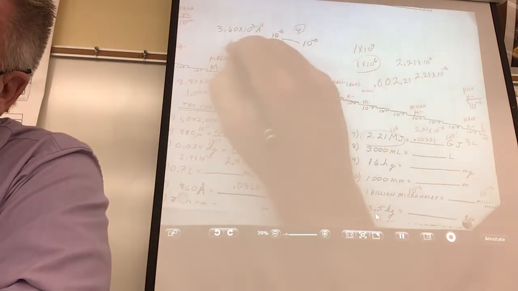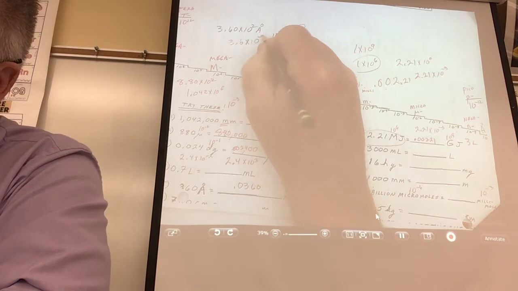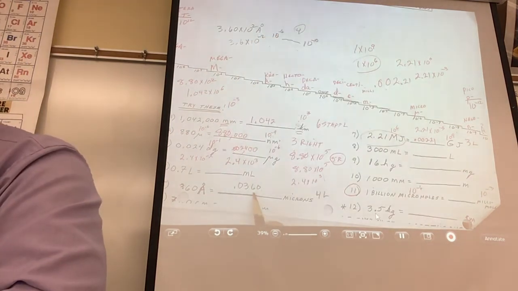What is it? 10 to the negative 2. Or, yeah, 3.6. Okay, and take a negative 2, right? But we said the answer is this. Which one's right? They're both right.